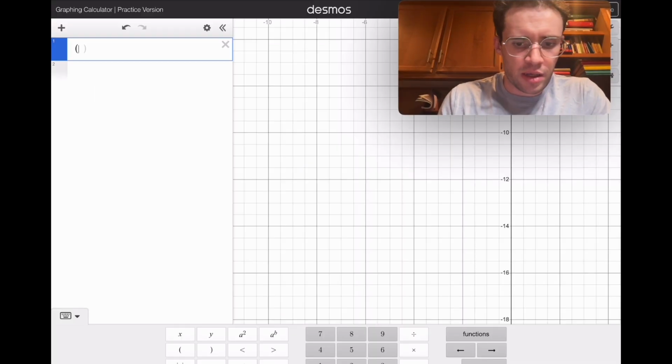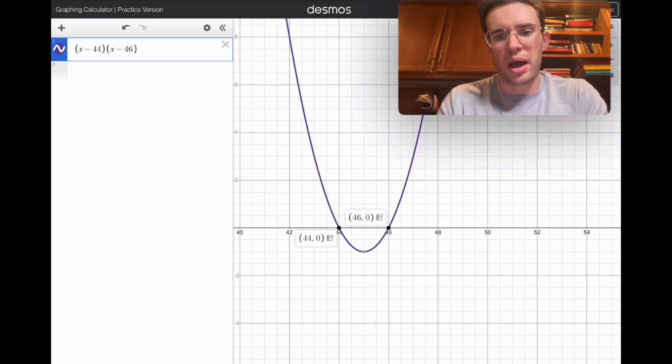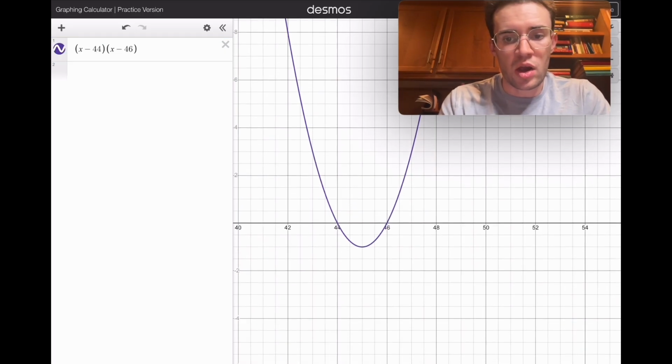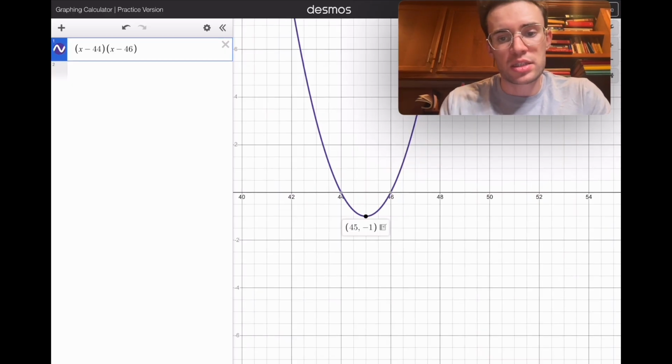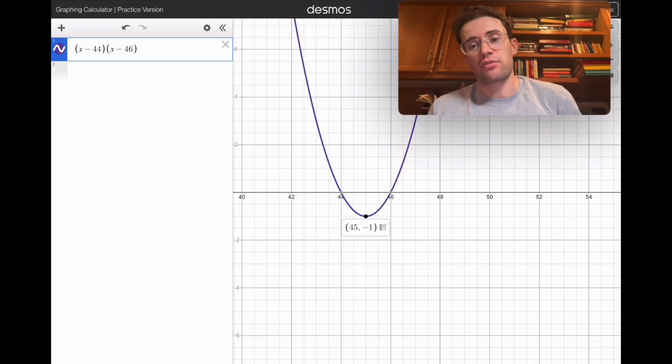The quantity x minus 44 times the quantity x minus 46. You can see these are your zeros. It is a positive quadratic, it's smiley face. And our axis of symmetry would be at x equals 45. So right in the halfway point between 44 and 46, the two zeros, it's 45 comma negative 1. All right, and then again, they're just asking for the x value. So you just write x equals 45, or you just circle 45 as your answer.